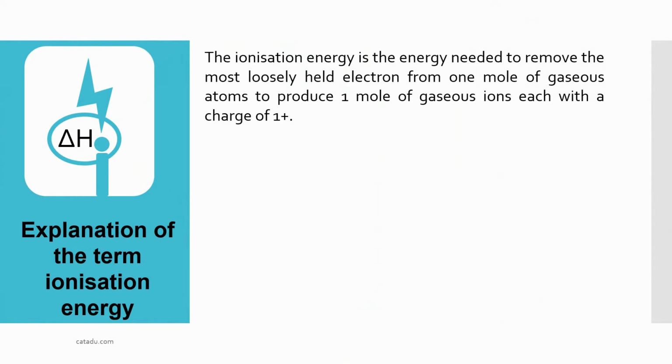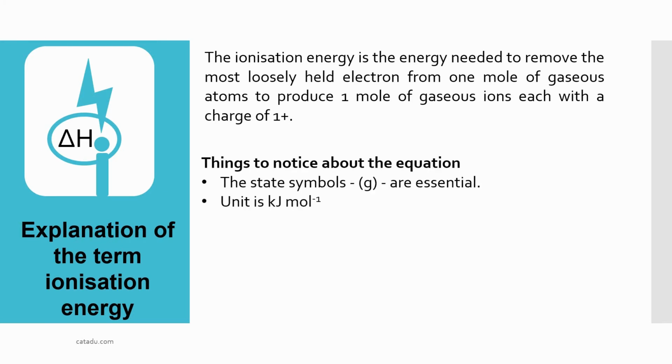Ionization energy is the energy needed to remove the most loosely held electron from 1 mole of gaseous atoms. You have to remember, from 1 mole of gaseous atoms to produce 1 mole of gaseous ions, each with a charge of plus 1. The things to notice about the equation: the state symbols should be gas and the unit is kilojoule per mole. For the element X, 1 mole of gas atoms goes to 1 mole of gas ions with plus 1 charge, and an electron is lost.